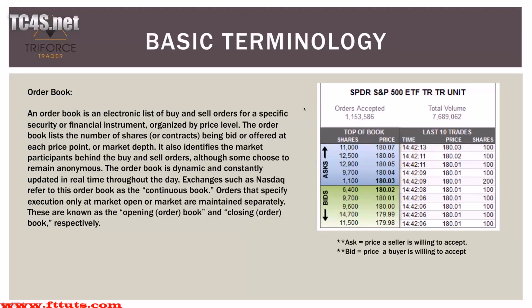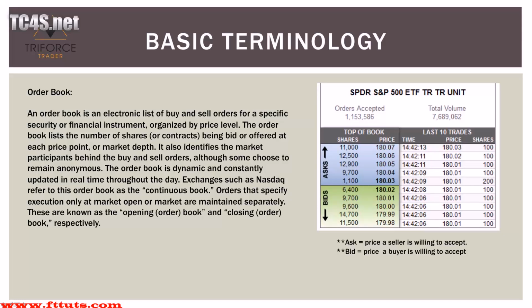Okay. So this is the order book. So this is what I was talking about. An order book is an electronic list of buy and sell orders for a specific security or financial instrument, organized by price level. The order book lists the number of shares or contracts being bid or offered at each price point for market depth. It also identifies the market's participants behind the buy and sell orders, although some choose to remain anonymous. The order book is dynamic and constantly updated in real time throughout the day.